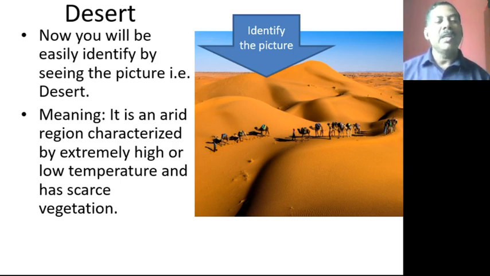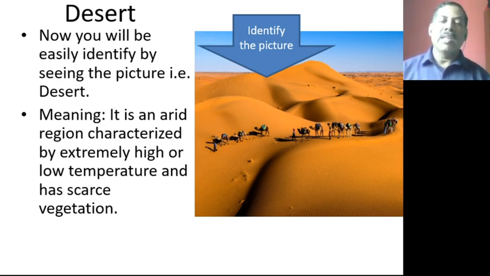Now what exactly is the meaning of desert? It is an arid region. What is the meaning of arid? Arid means a dry region characterized by extremely high or low temperature and scarce vegetation. So it has extremely high temperature and sometimes too low a temperature. It will be very cold, and you will be able to identify no vegetation in the desert.